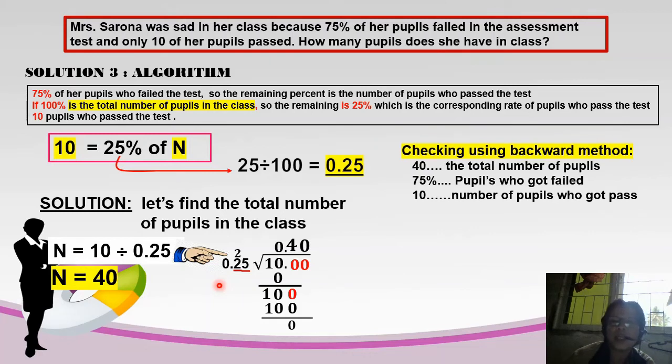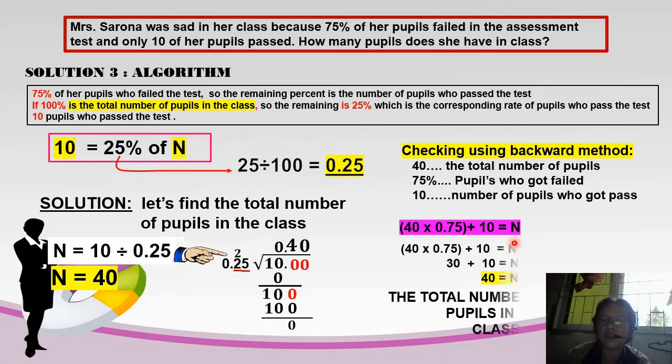Now let's check using backward method. 40, the total number of pupils, according to this solution. Then we have 75% pupils who got failed. And we have also 10 pupils who got passed from the test. Now, what is 75% of 40? Okay, so 40 times 0.75 plus 10 equals n. That is what we are going to find out.